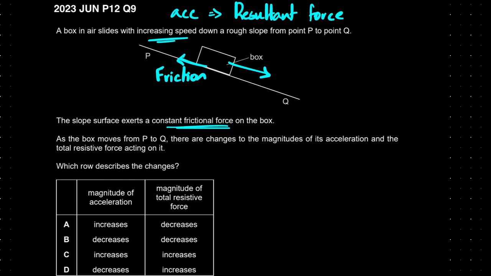It says as the box moves from P to Q, there are changes to the magnitudes of its acceleration and the total resistive force acting on it. Now, this word in itself is giving you a hint that it's not just talking about friction, it's talking about the total resistive force. And it also says this box is moving in air. In air is a hint for you to consider air resistance. Because it is speeding up here, air resistance would increase, which would make the magnitude of the total resistive force increase. And when the total resistive force increases, there is going to be this downward force, which is going to decrease the acceleration.